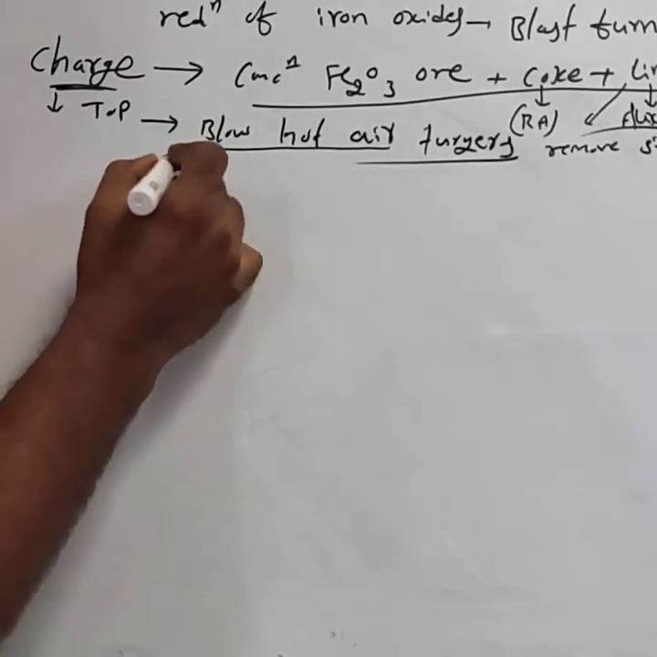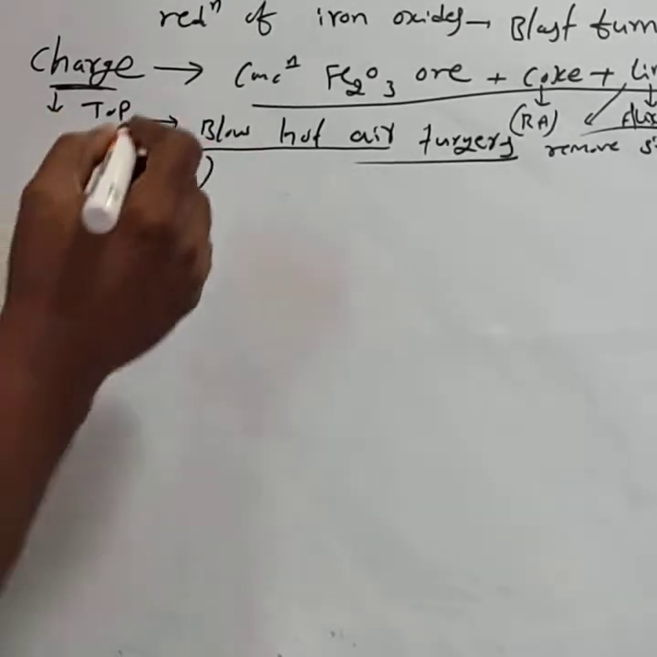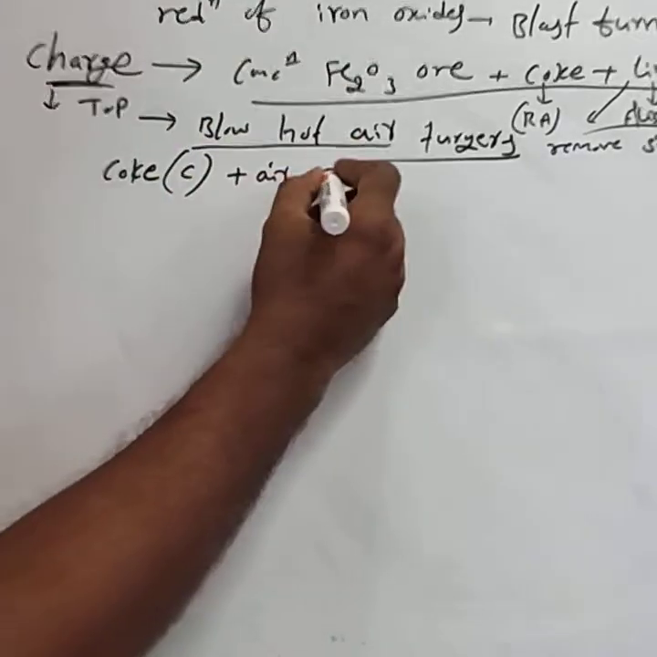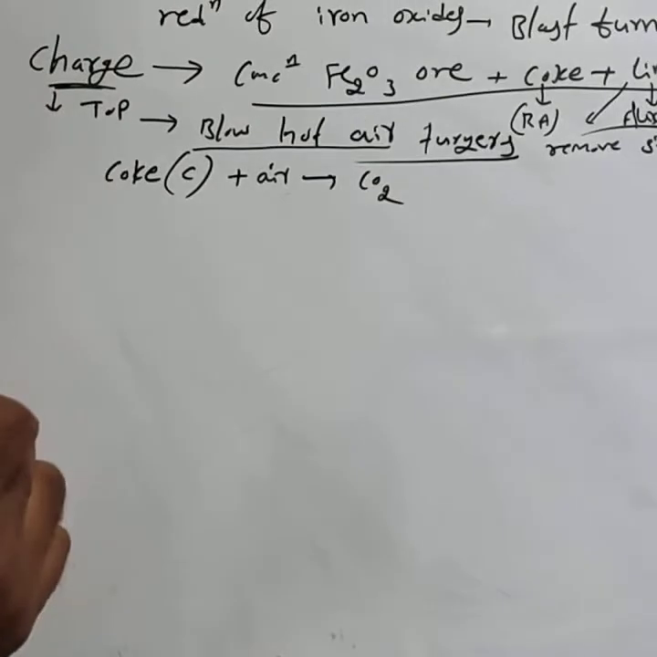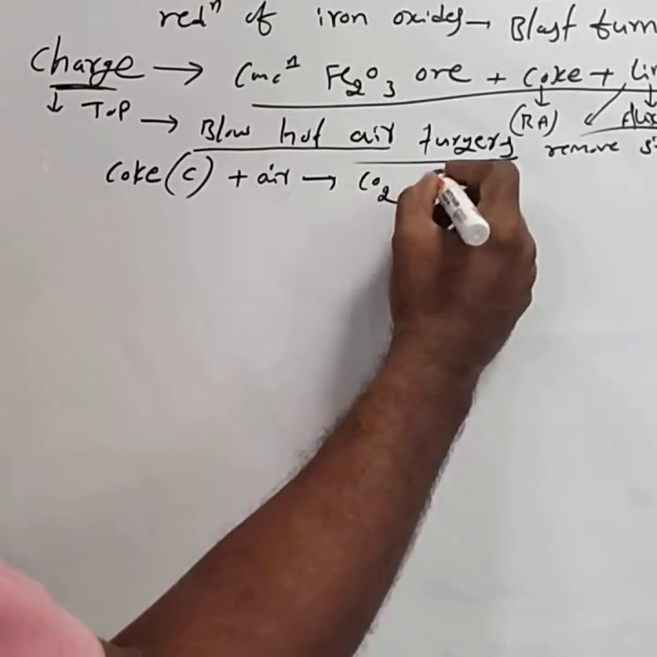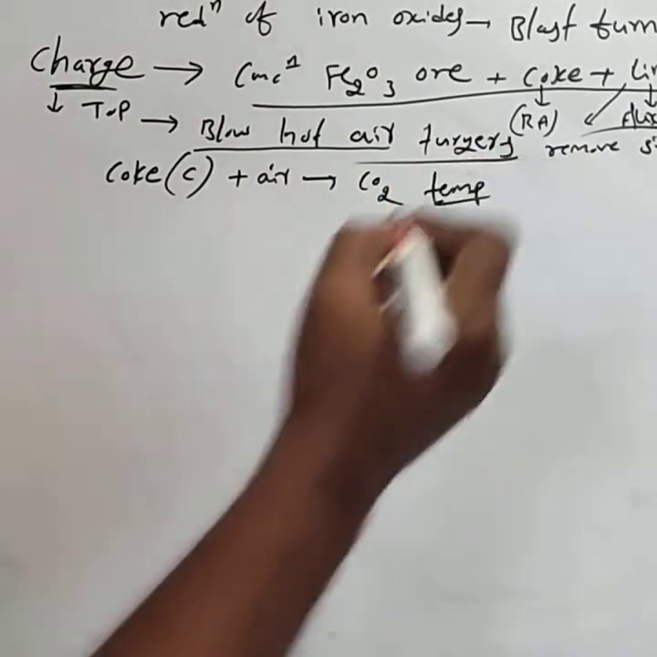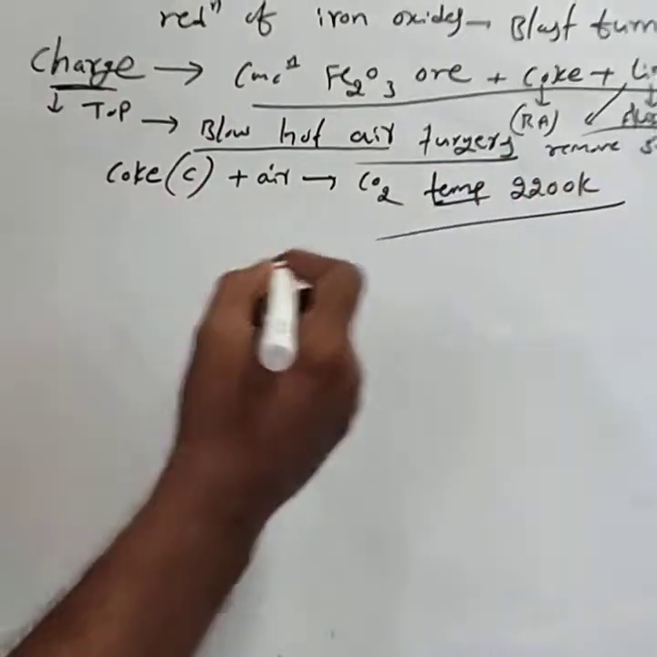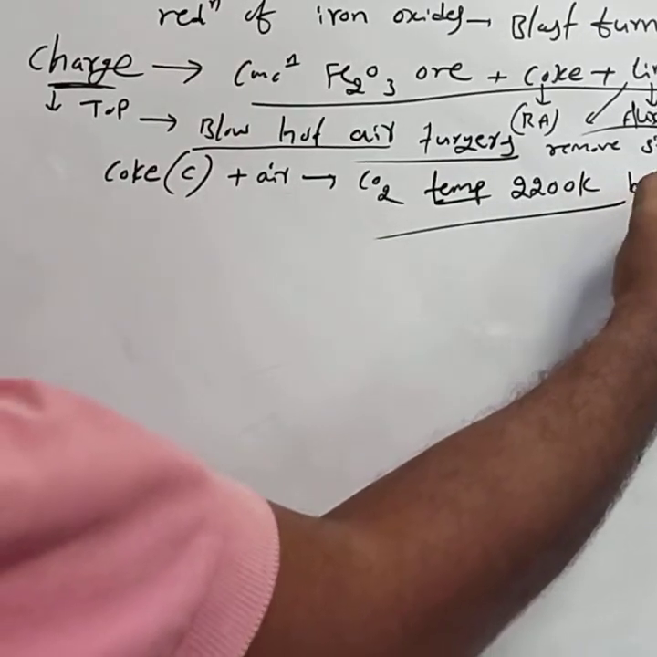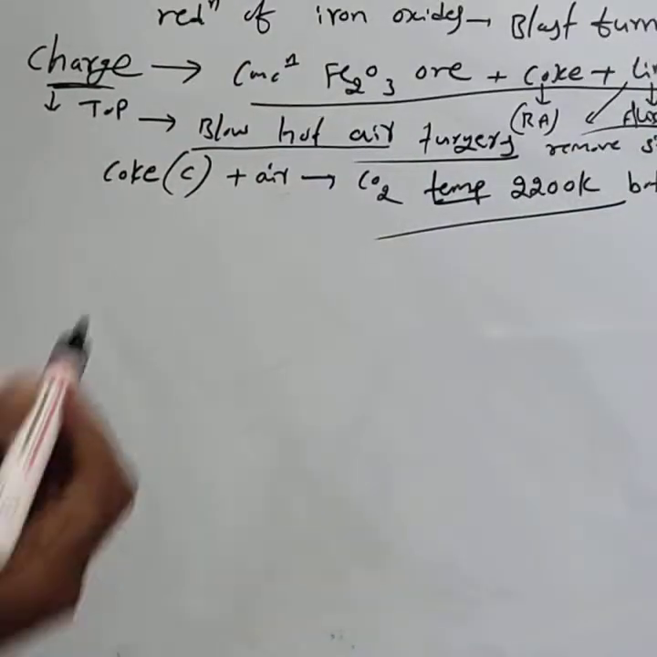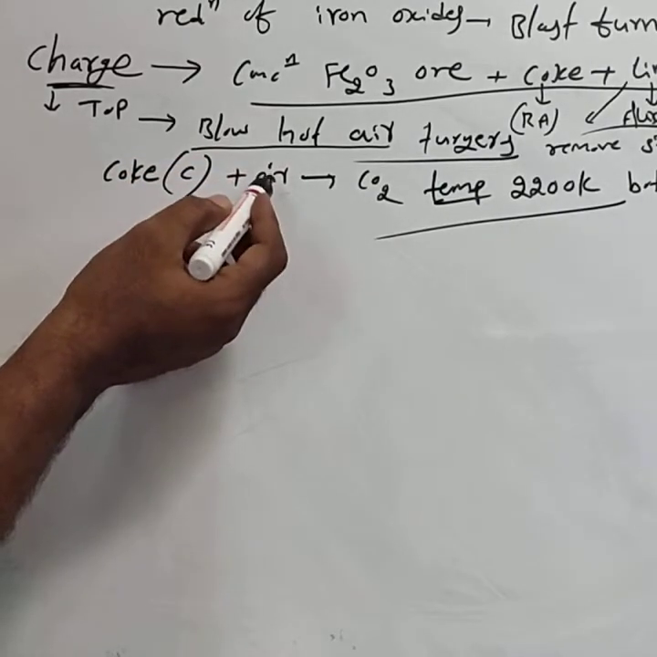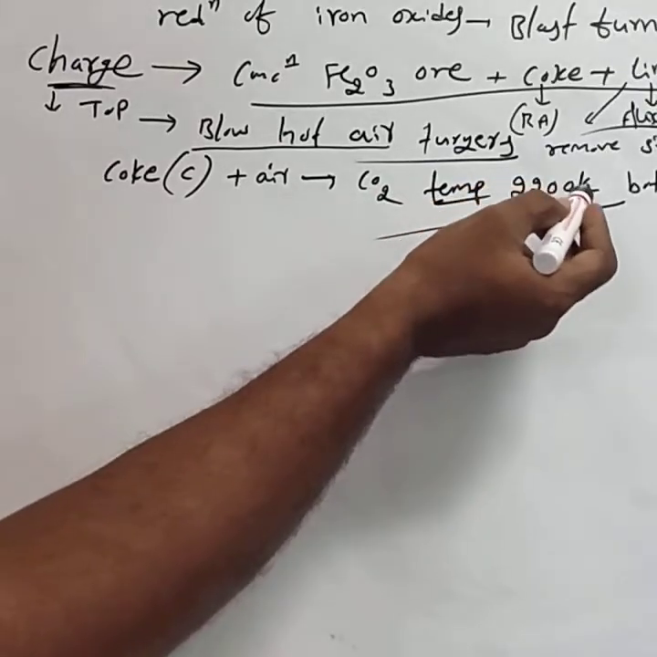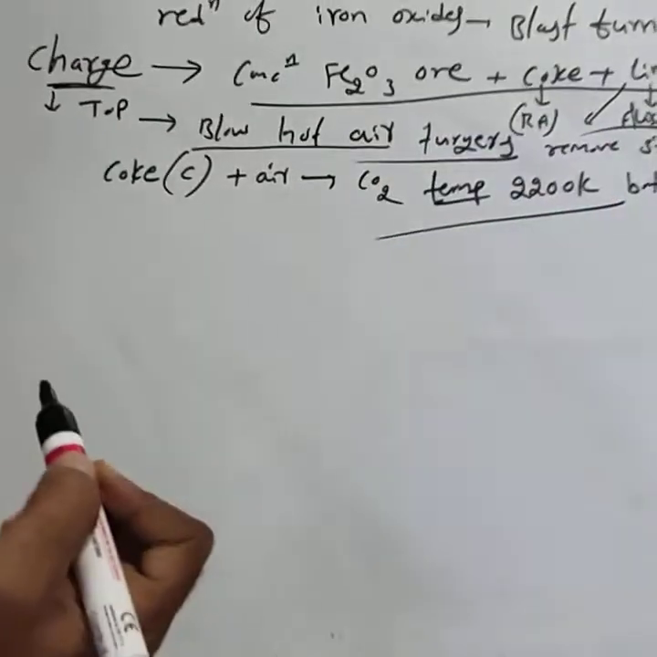Coke means carbon. Coke is nothing but carbon. Coke combines with air, forms carbon dioxide, and maintains a temperature around 2200 Kelvin at the bottom of the furnace. When coke burns in air, it maintains a temperature around 2200 Kelvin.